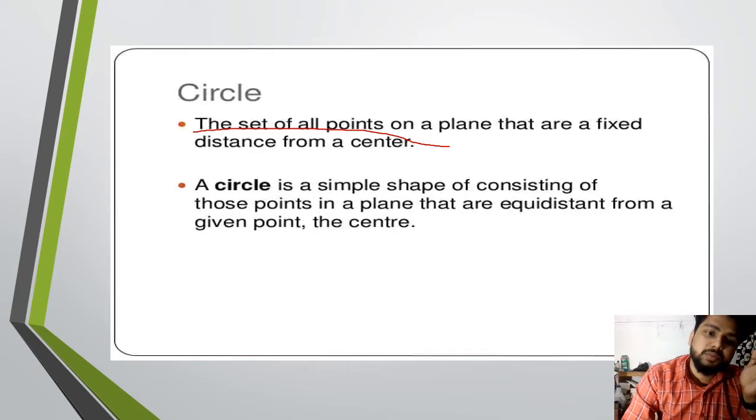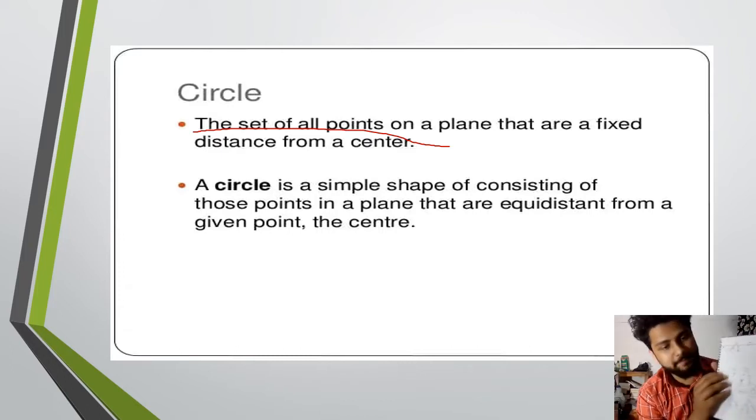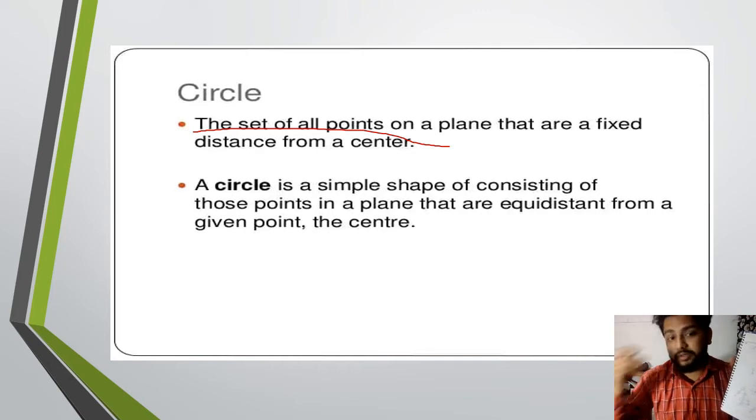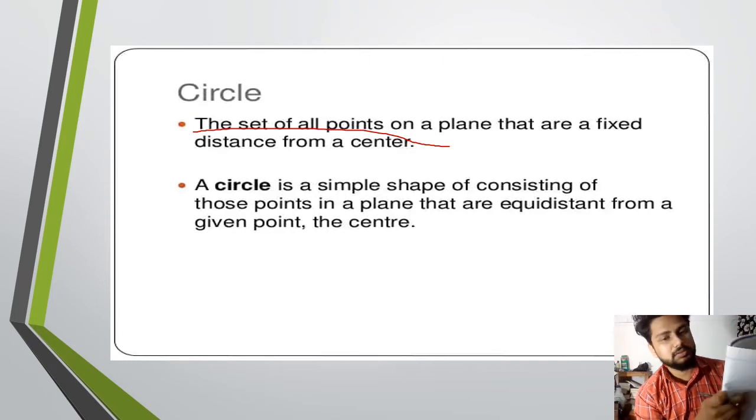There is one more definition also. A circle is a simple shape consisting of those points in the plane that are equidistant from a given point. What does that mean? A circle is a simple shape. What does it consist of? It consists of those points on a plane. Do you know what a plane is? This one is the plane. This one is the perfect plane.